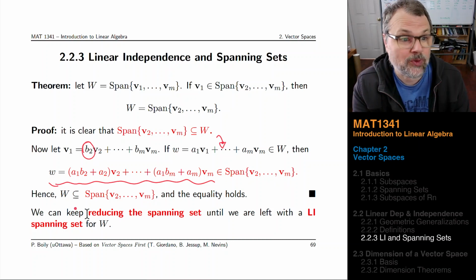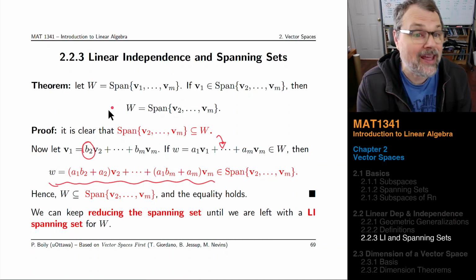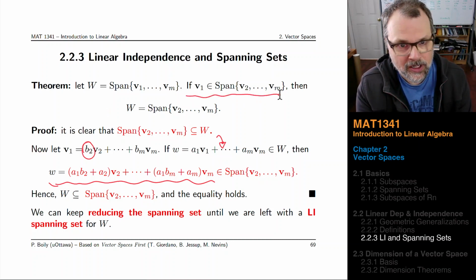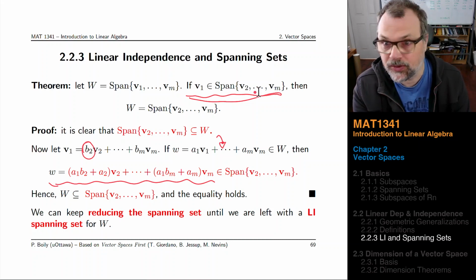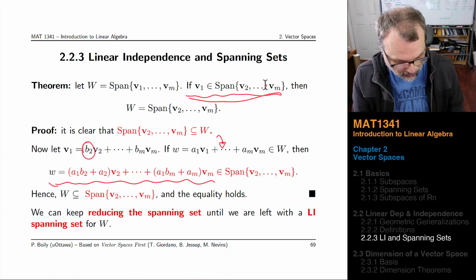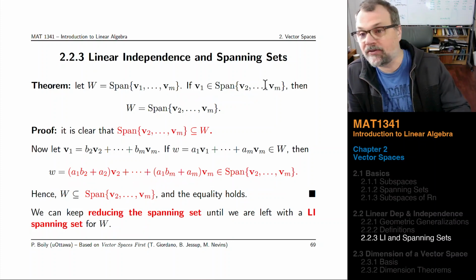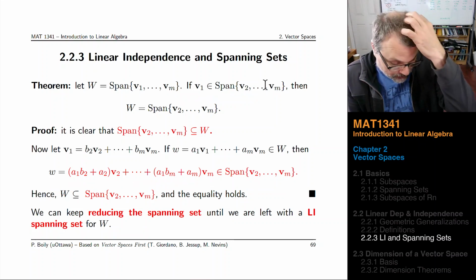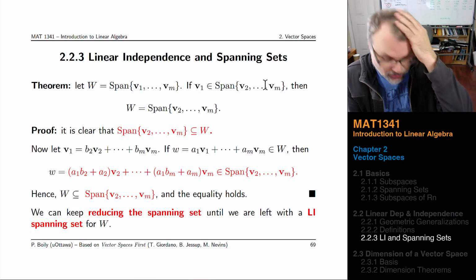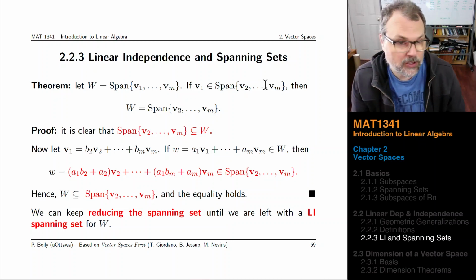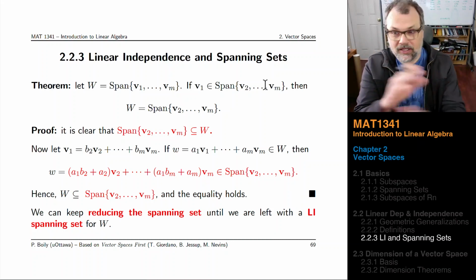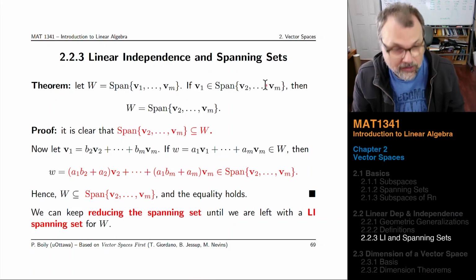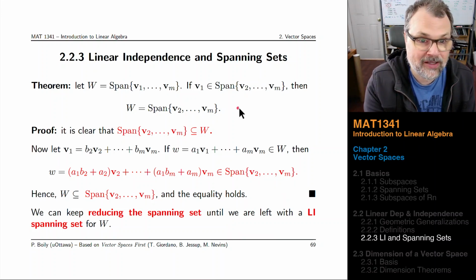We can write w as a linear combination of the vectors v2, v3 all the way up to vm if, and this is the hypothesis here, the first vector was itself a linear combination of v2 to vm. So W is contained in the span of v2 to vm. The span of v2 to vm is contained in W. I should be saying contained, not included, sorry. In that case, if A is contained in B and B is contained in A, A and B have to be the same. So W is, in fact, the span.